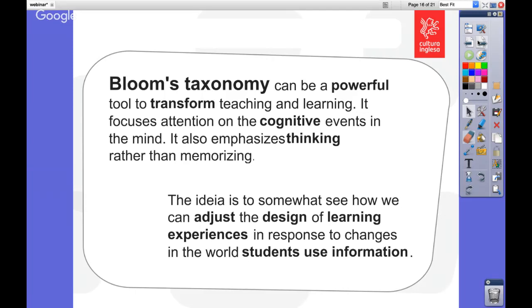So just to finish, Bloom's taxonomy can be a powerful tool to transform teaching and learning. It focuses attention on the cognitive events in the mind. It also emphasizes thinking rather than memorizing. So, memorizing is important, but you have to go beyond that. Okay? Edu, can you change?